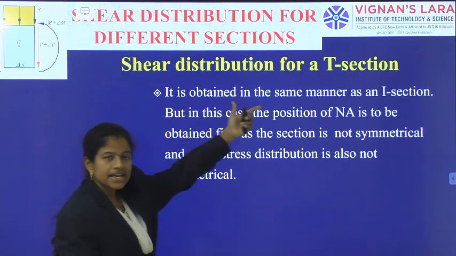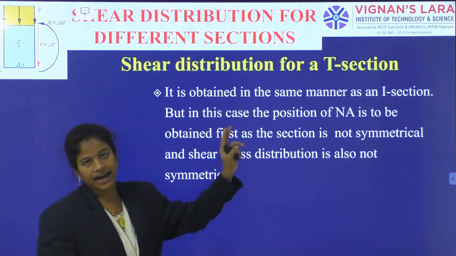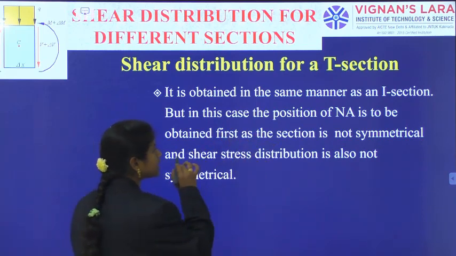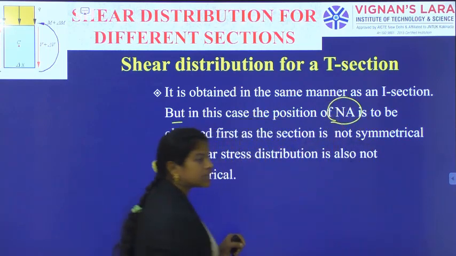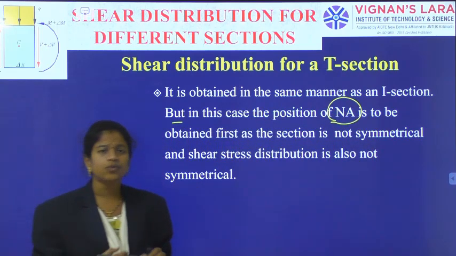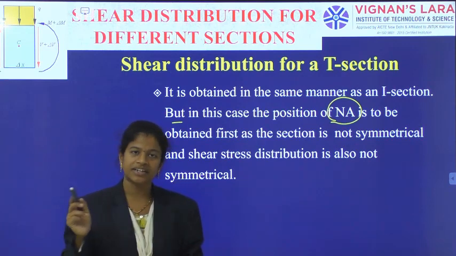As it is the same, it will be obtained the same way as the I section. But what is the difference? In this case, the position of the neutral axis is to be defined. Yes, we already know. We have already seen our unsymmetrical I sections. What have we done there? For the unsymmetrical I section, firstly we should locate the neutral axis.